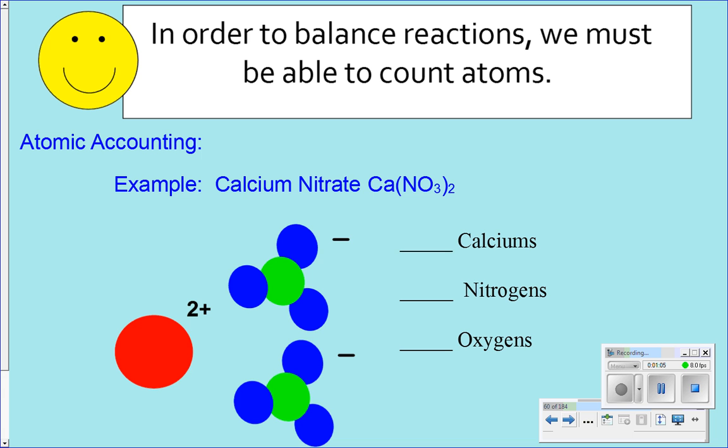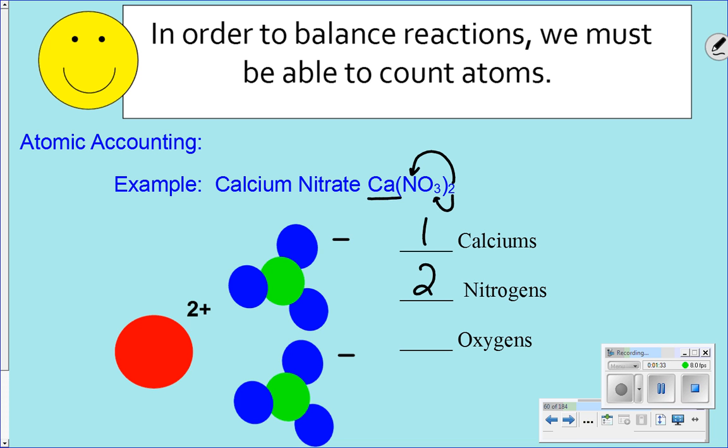In order to be able to balance chemical reactions, we have to be able to account for atoms. So we have to be able to look at a formula, like for example, calcium nitrate, and determine how many atoms of each element are here. It's pretty clear that there's one calcium indicated by the fact that there's just a little invisible one next to that. We have two groups of nitrate, so what we actually have to do is distribute this two. So we actually have two nitrogens.